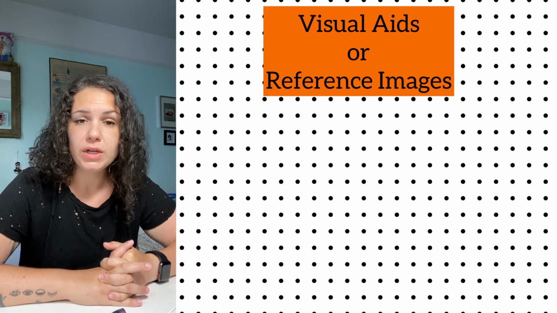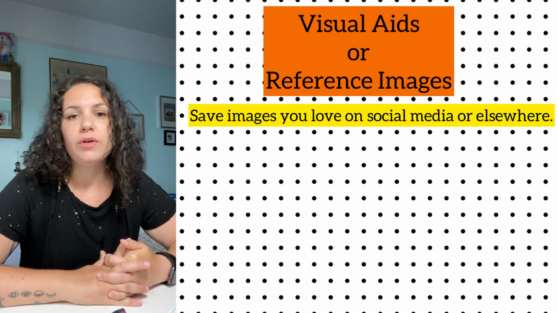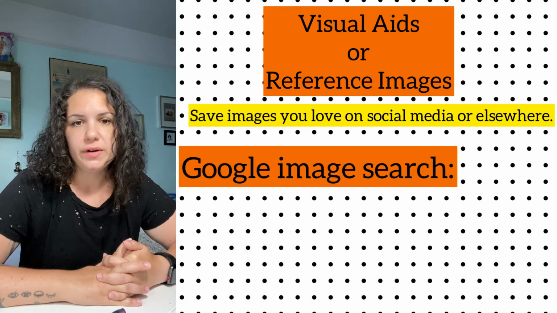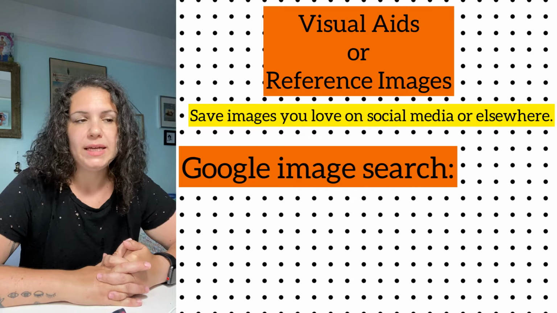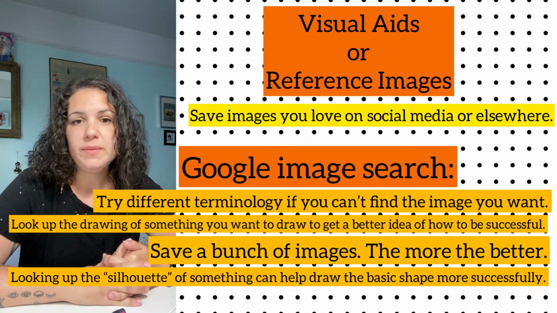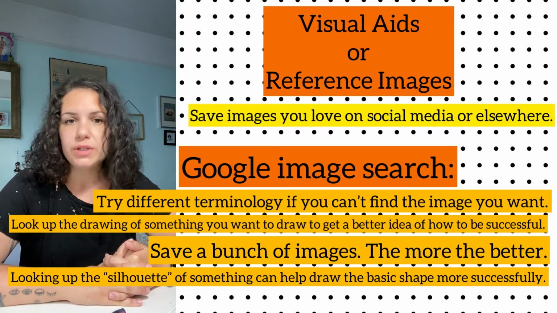For visual aids, you can either save images throughout your life, which is what I do very frequently, either on Instagram or Pinterest or whatever it is that you use. And then the other way, which is also very, very easy and very useful, is to use Google Images. So just go onto Google, look up any term that you want, and then go to Images and save any images that work. Now, you may find something immediately, which is magic.